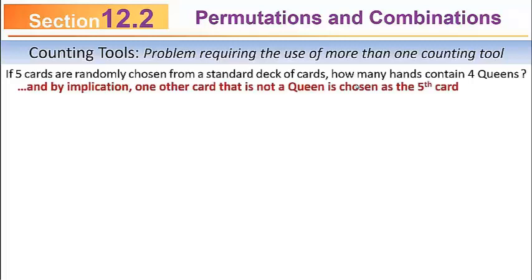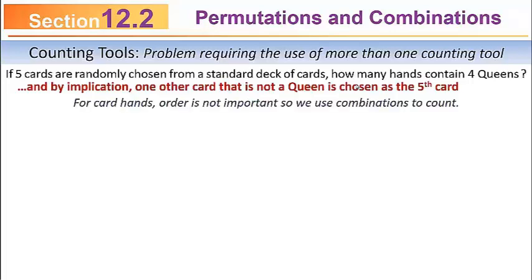Now you've got 5 cards, and I told you that you had to have 4 queens. So even though they didn't come right out and say it, by implication, there's got to be another card that's not a queen chosen as the 5th card. You sort of have to read between the lines there. You're choosing 5 cards. They told you what 4 of them have to be. So there's still a 5th card involved. So you're still choosing 5 cards. They just told you what they wanted 4 of them to be.